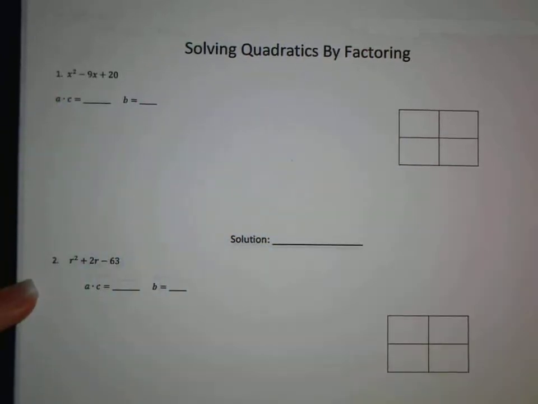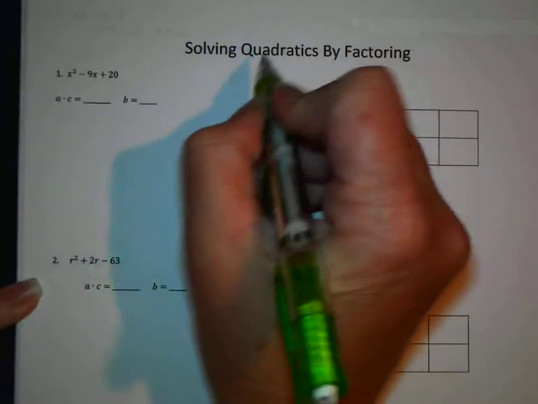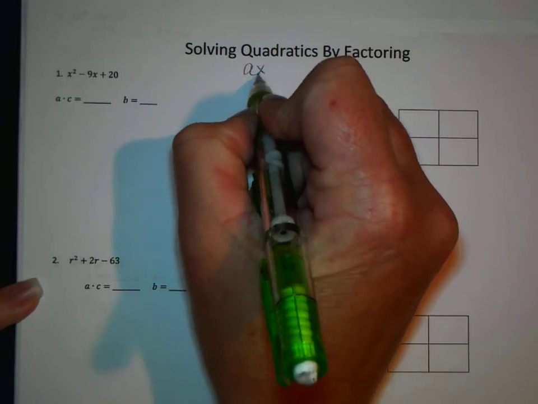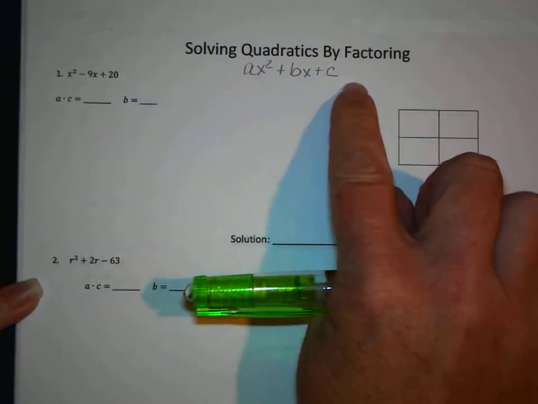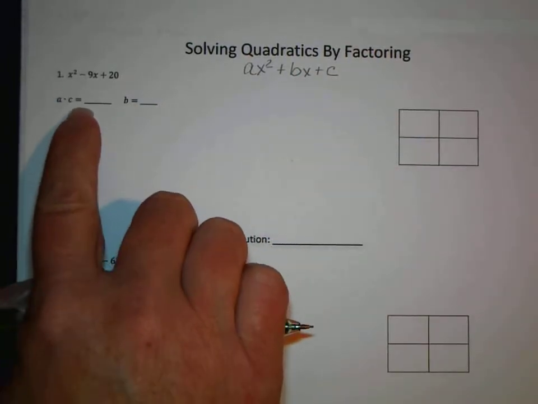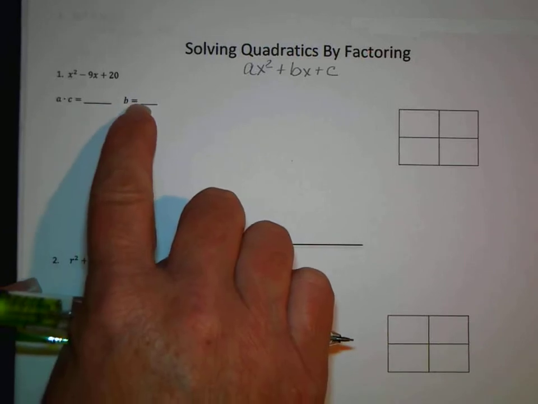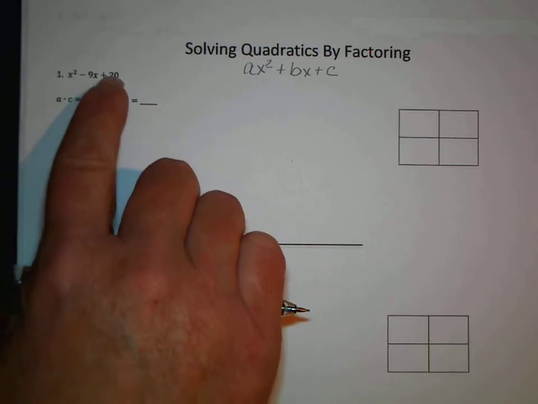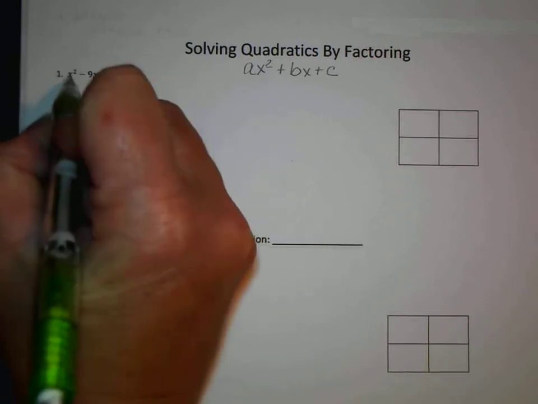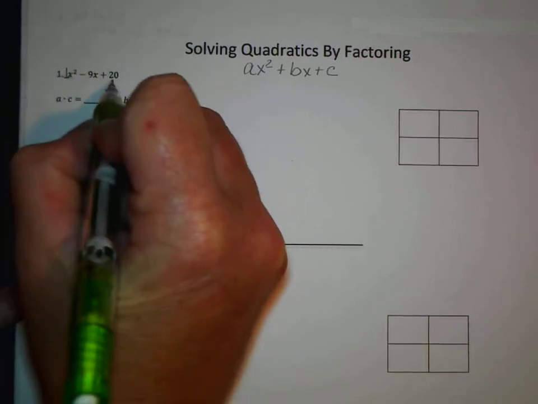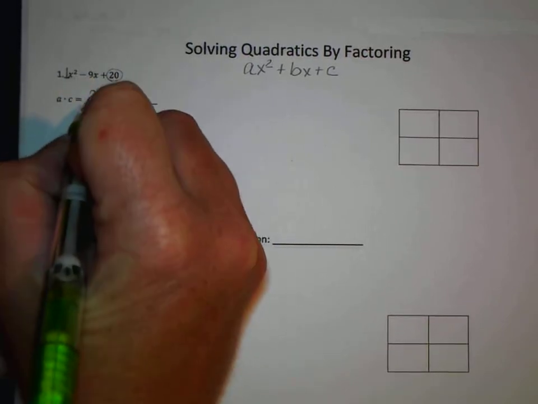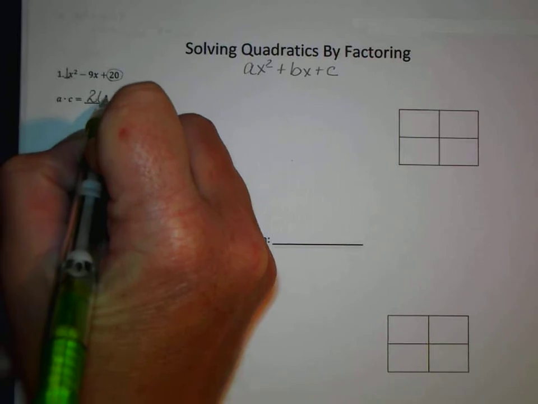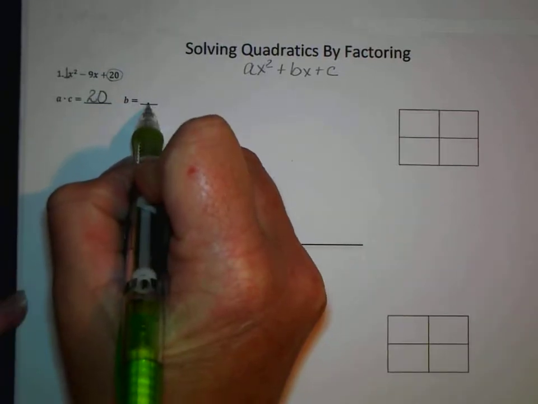All right, first thing you have to remember is the setup of a quadratic. The easiest way to remember this is ax squared plus bx plus c. This is the form of this problem. So when I ask you what a times c is and what b is, you are asking for the coefficients, or the numbers there. So a times c, a in this problem is 1 and c is 20. So first thing you're going to do is figure out what a times c is. So 1 times 20, which is 20. Then you're going to figure out what b is, and b is -9.